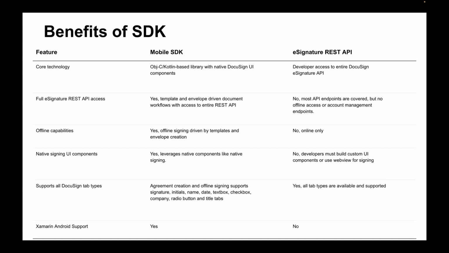Our SDKs support different tab types such as signature, initials, name, date, text box, etc. The eSign REST API provides support for all the tab types in addition to whatever is supported in the mobile SDK, but these are the standard tab types we support in the mobile SDK. If you need support for an additional tab type, do let us know and we'll add support for it.